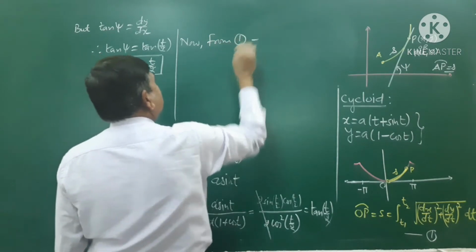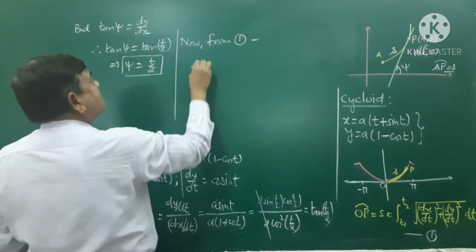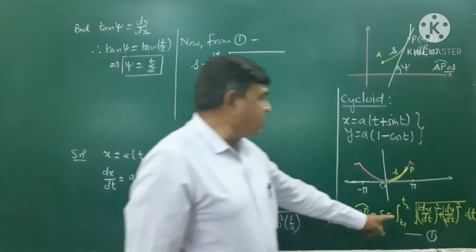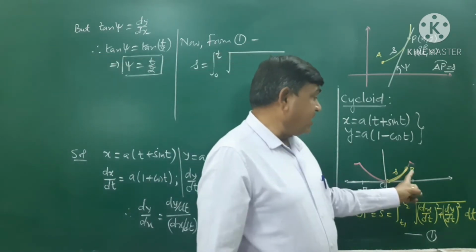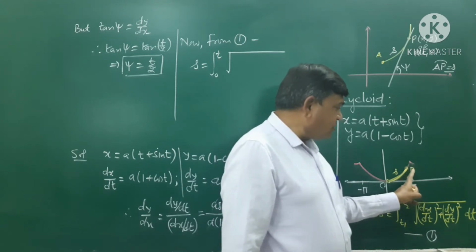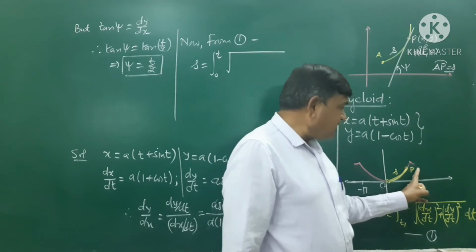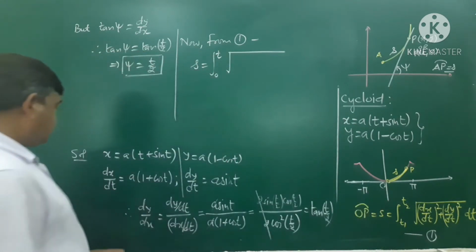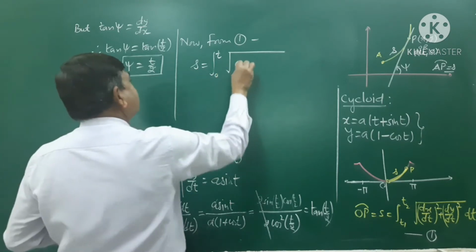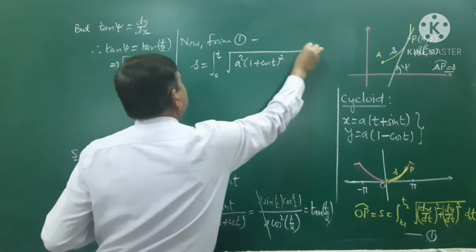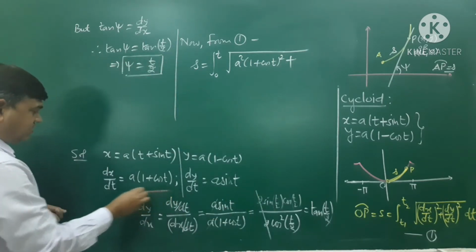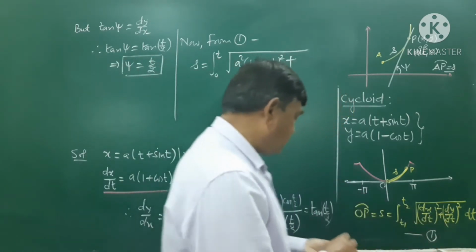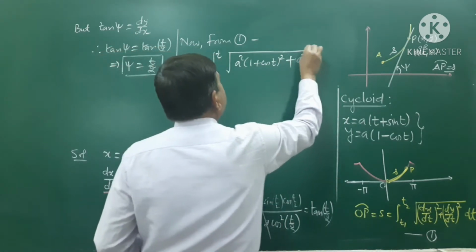From equation first, 0 to t, under root of, remember it is t1 to t2, but it is from origin, and at any time the position of the point is p, and here it is from 0 to t. So you remember it is dx by dt. Dx by dt is, here it is a square 1 plus cos t whole square plus, look at this, this is dx by dt, and here it is dy by dt. So we place the values of dx by dt and dy by dt in this particular formula, and we found it is a square sin square t.